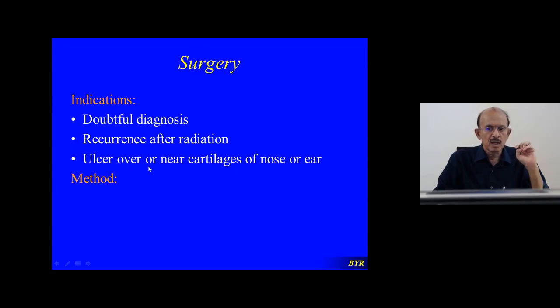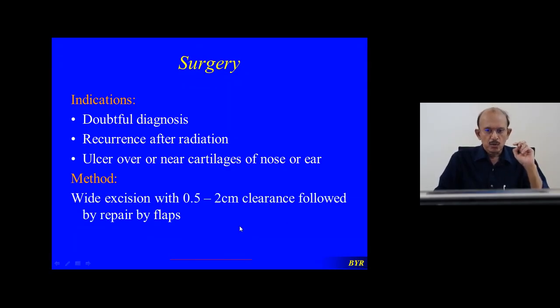Then ulcer over or near cartilages of nose or ear. The nose and ear have cartilages. These cartilages are very sensitive to radiation. When radiation is given, there will be radiation necrosis of the cartilages, so there will be destruction of nasal cartilage leading to deformity. So in those areas you prefer to do surgery. Method of surgery: wide excision with 0.5 to 2 centimeter clearance followed by repair by flaps.